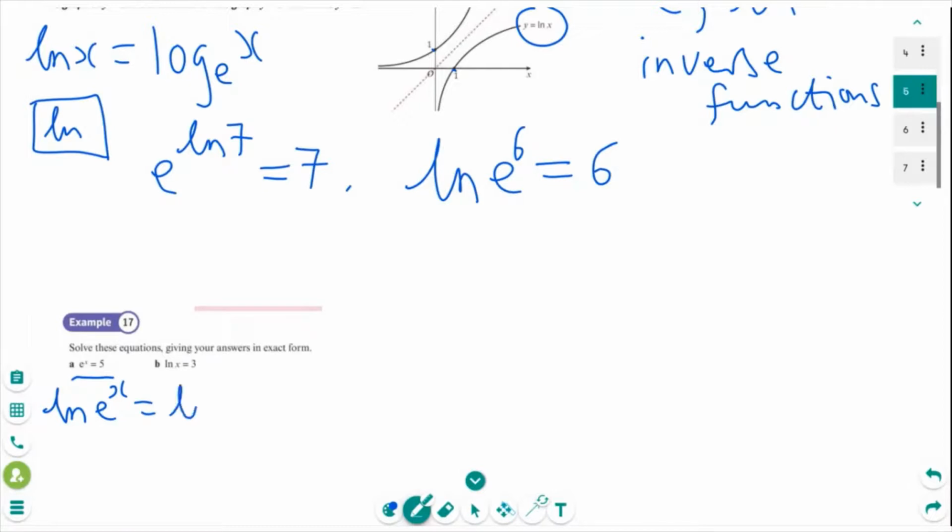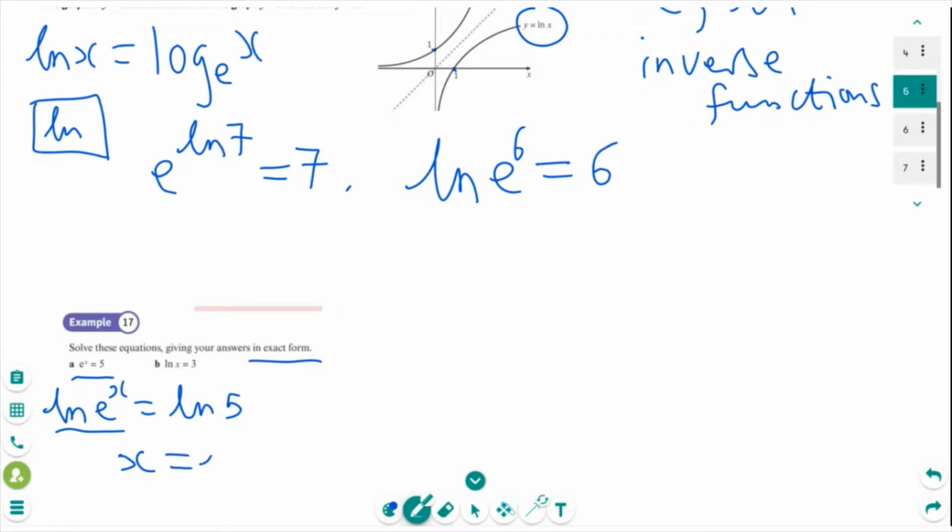Natural log on the right hand side. They want the answer in exact form. So first of all, ln and e cancel out because these are inverse functions. So you just get x by itself. So you get the answer straight away.